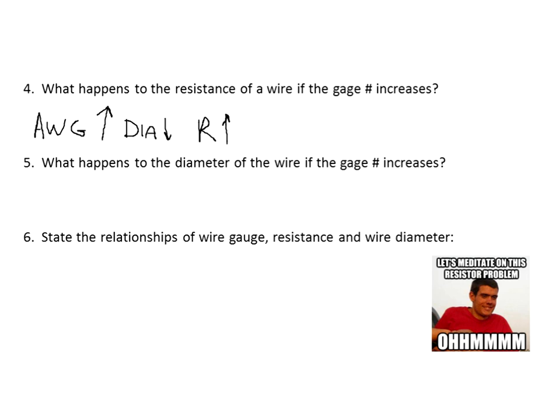So let's make a statement here about the AWG, the diameter, and the resistance. Well, the gauge number is inversely related to the diameter, but it's directly related to the resistance. So that's the relationship of wire gauge, resistance, and wire diameter. They will ask you some questions about which one has the higher resistance, which one is a larger wire by going by the gauge number. So you will have 1 or 2 questions like that.